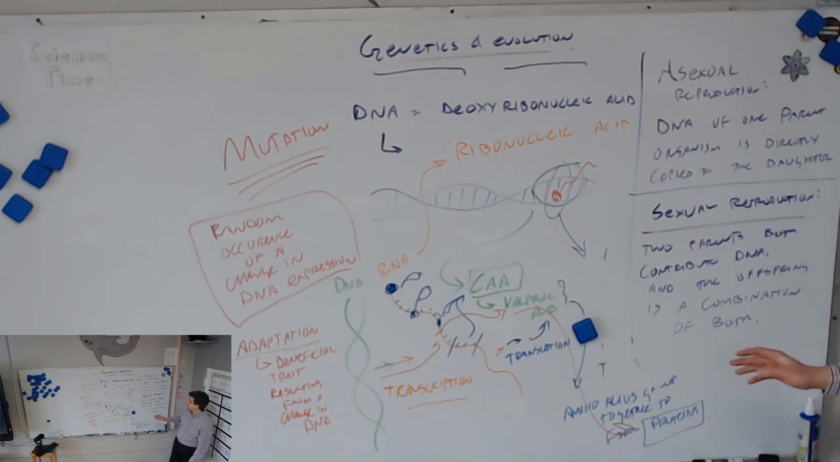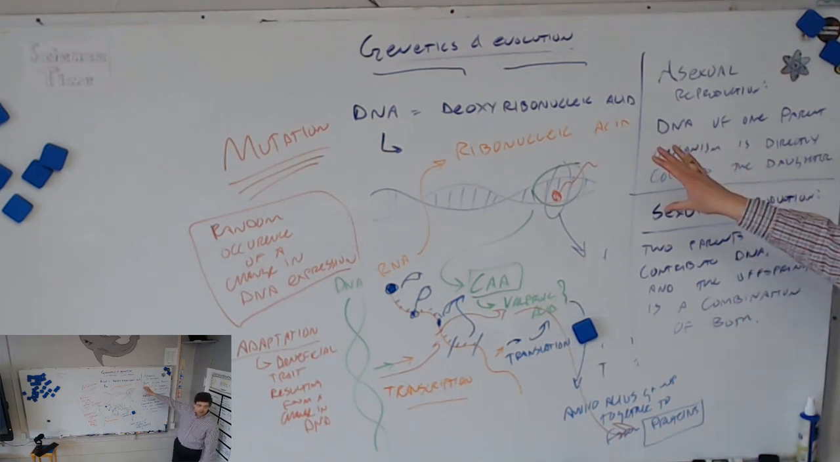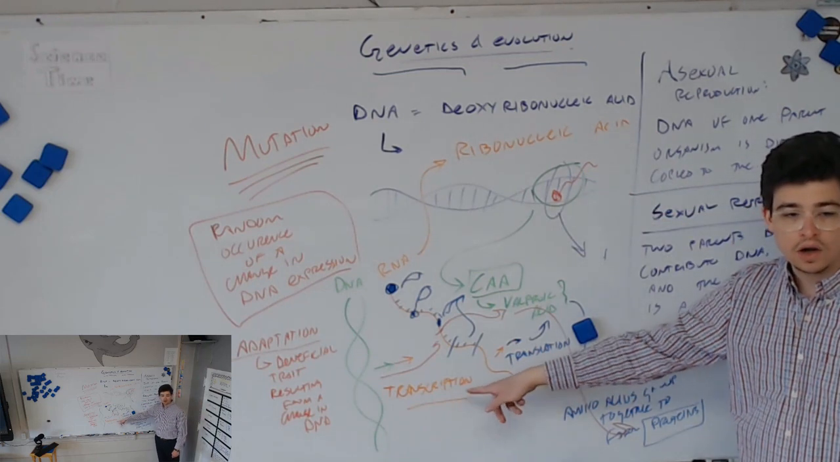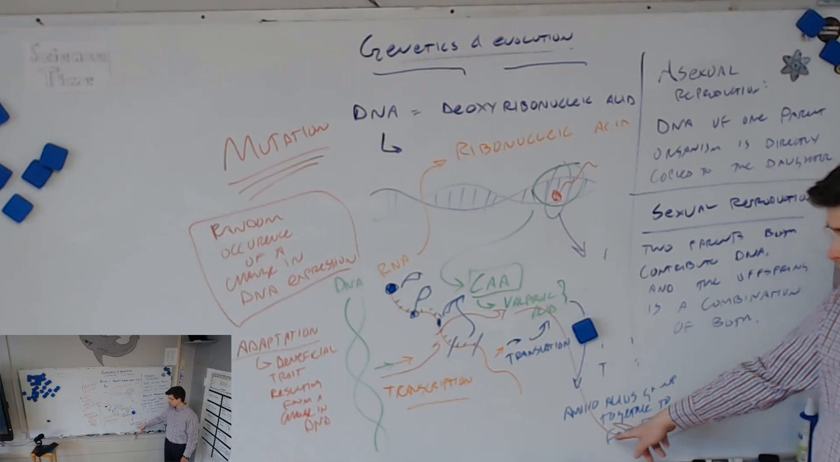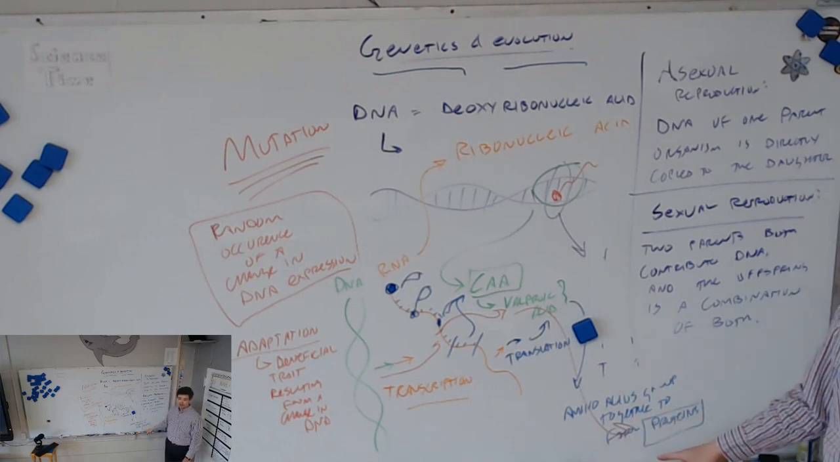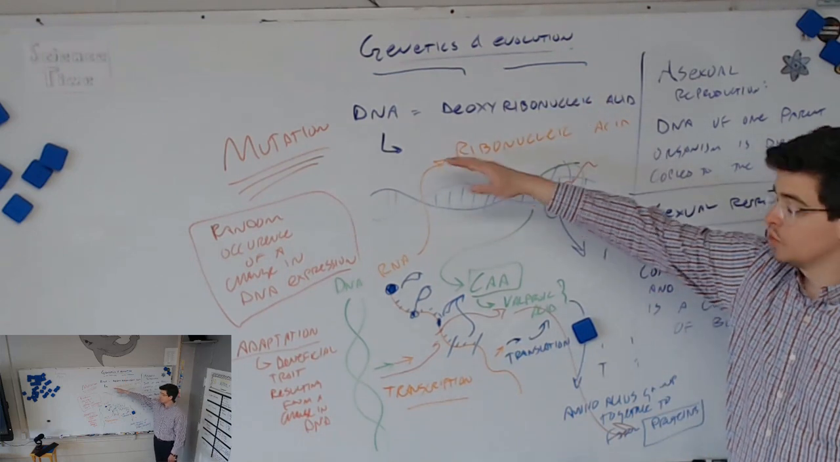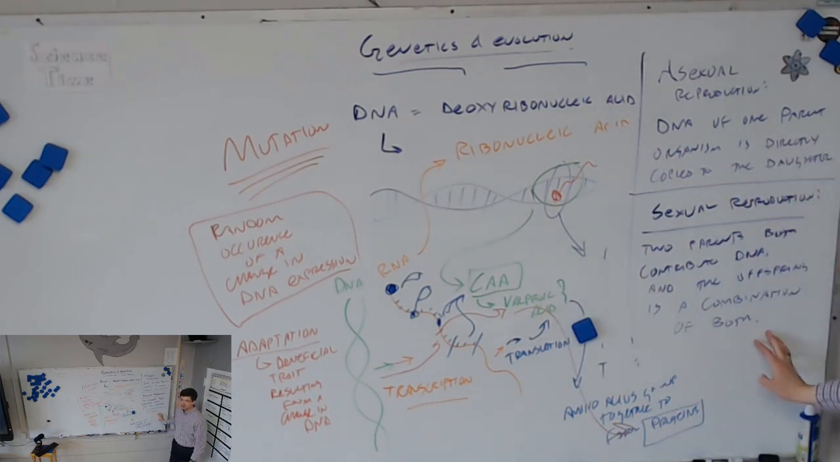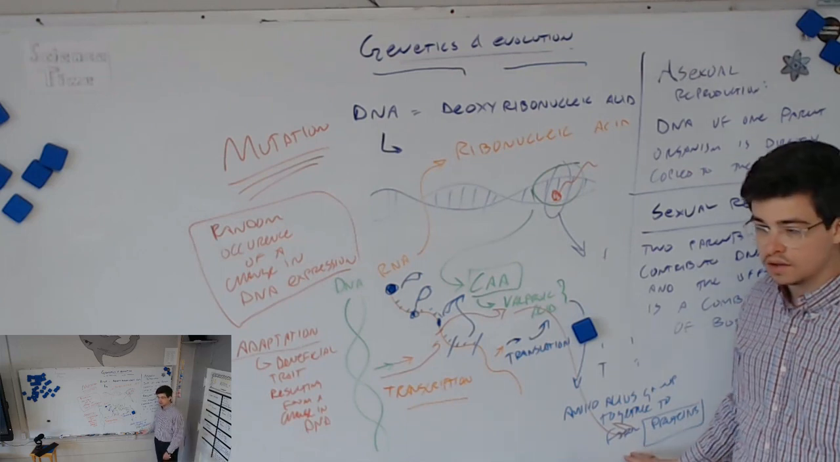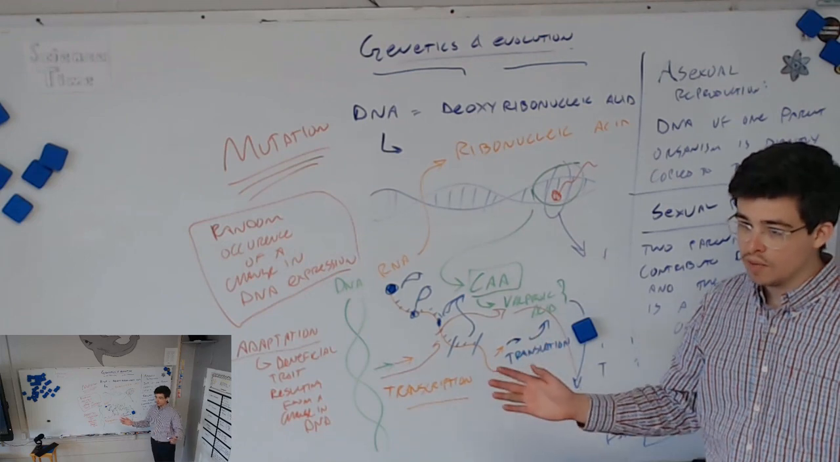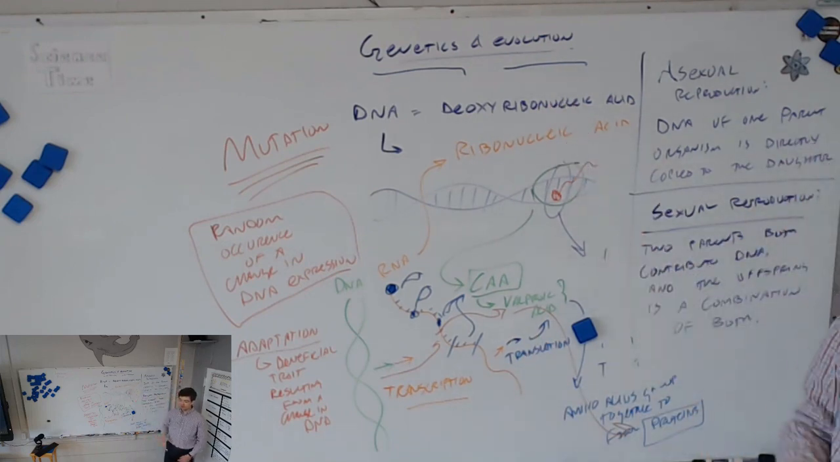Let's review real quick. Genetics is a study of how DNA transcribes into RNA, how that RNA translates into proteins, and how those proteins affect the way the organism is structured. This relates to evolution because through mutations or sexual reproduction, the gene expression, the proteins that are made from genes, can change over time, and that change over time in a species is called evolution.